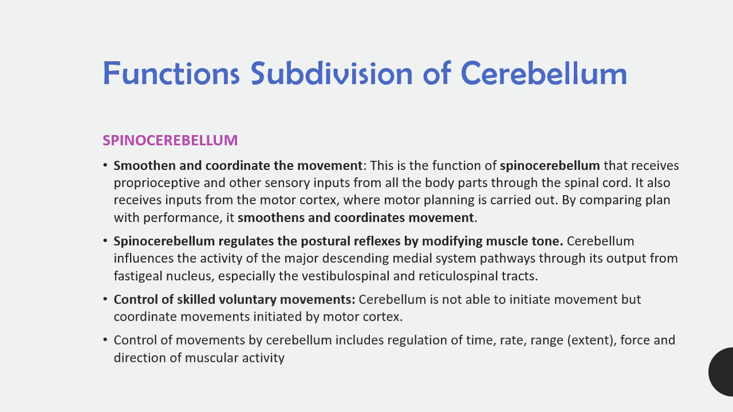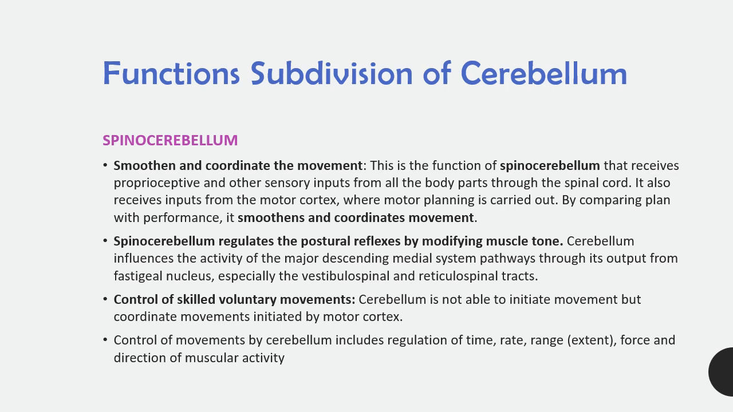Please bear in mind the functional subdivisions of the cerebellum. Spinocerebellum: to smoothen and coordinate movement. This is the function of the spinocerebellum, which receives proprioceptive and other sensory inputs from all the body parts through the spinal cord. It also receives inputs from the motor cortex, where motor planning is carried out. By comparing plan with performance, it smoothens and coordinates movement. The spinocerebellum regulates the postural reflexes by modifying muscle tone.